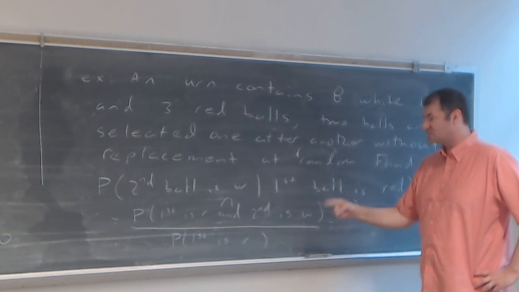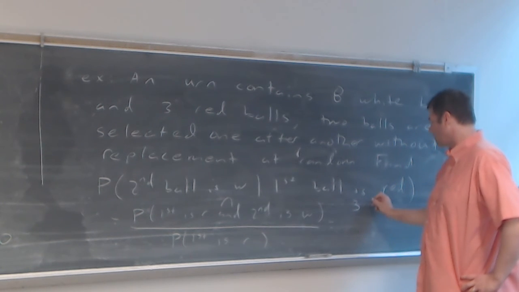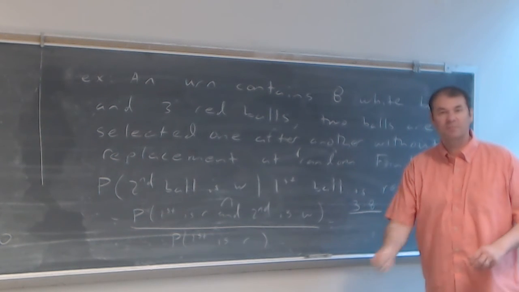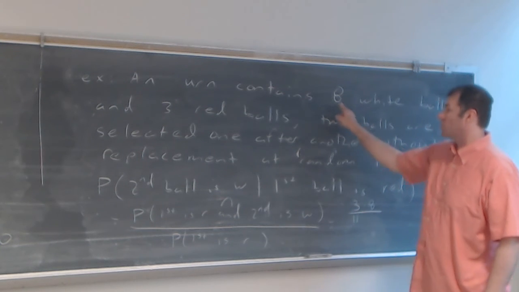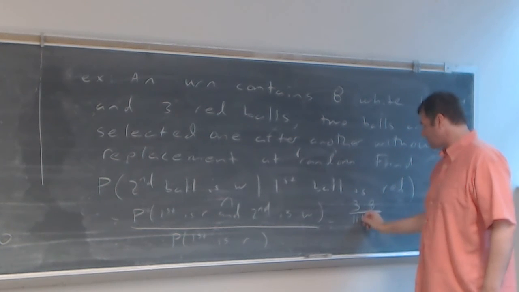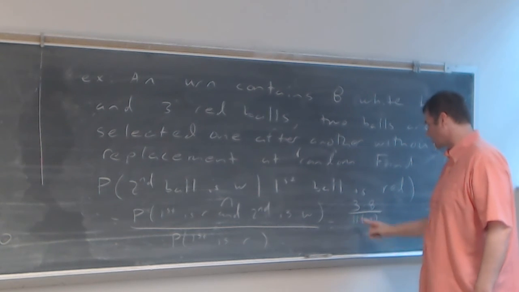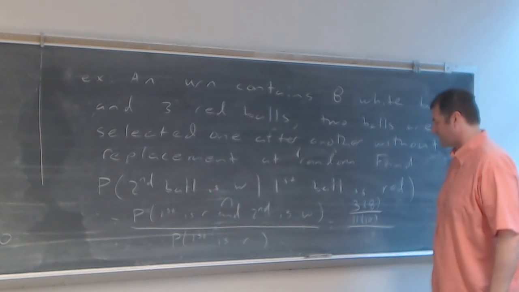And then how many ways for each one of those 3 red balls is that the second ball could be white? Well, there's 8. Now, how many ways are there to pick 2 balls without replacement? Well, there's 11 balls to start off with, 8 and 3. And then for each one of those balls that could be chosen, there are 10 remaining. So that's the probability first is red, second is white.